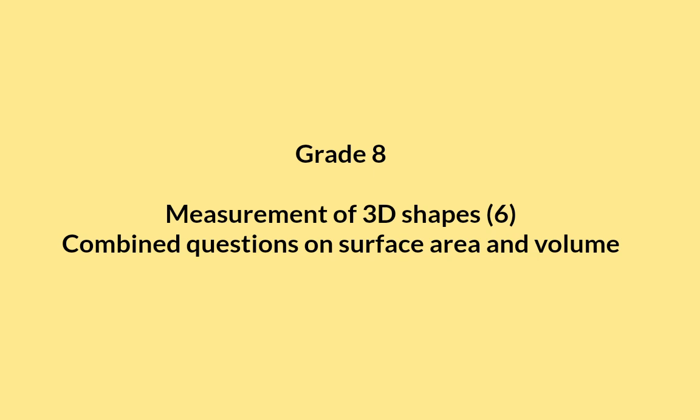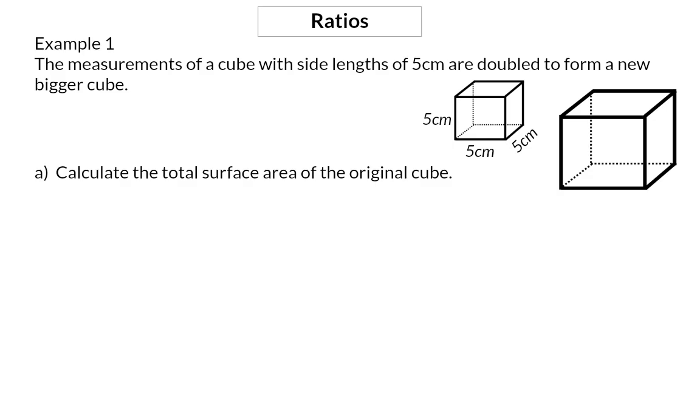In this video, we're going to have a look at combined questions on the total surface area and volume of three-dimensional shapes. The first example is about the ratios between the total surface area and volume of different shapes. The measurements of a cube with side lengths of 5 centimeters are doubled to form a new, bigger cube.